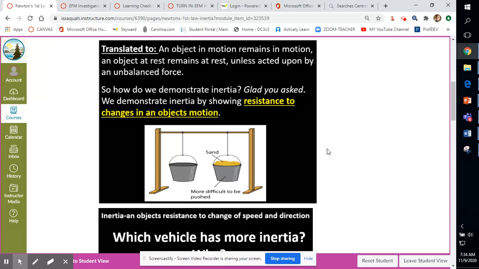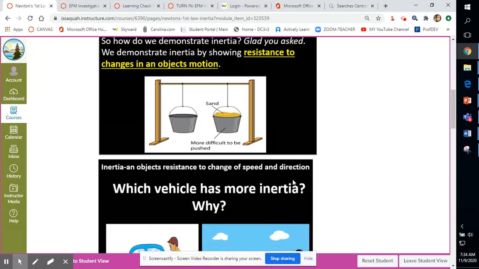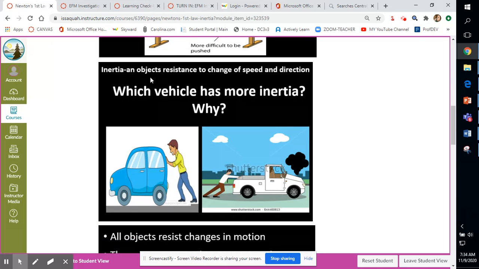So how are we going to demonstrate inertia? Glad you asked. We demonstrate inertia by showing resistance to change in an object's motion. If we have 2 buckets of sand, or maybe this bucket's empty, hard to tell, which one would be more difficult to push? Obviously the bucket of sand. So this bucket of sand is going to have a greater resistance to movement than this little bucket of sand. Inertia, we can define as an object's resistance to change of speed and direction.